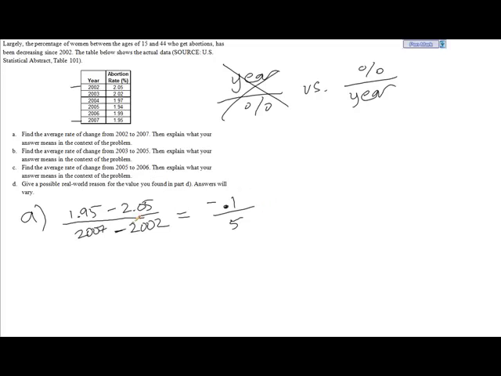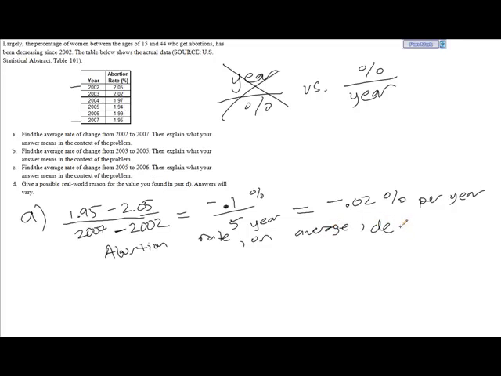So we divide that, but before we divide it, we're going to try to add some units here. This is negative 0.1%, and this is 5 years. So I just label it percent and year, and that gives me a decrease of 0.02% per year. So we'll say that the abortion rate on average decreased by 0.02% per year. Now don't let this throw you off.